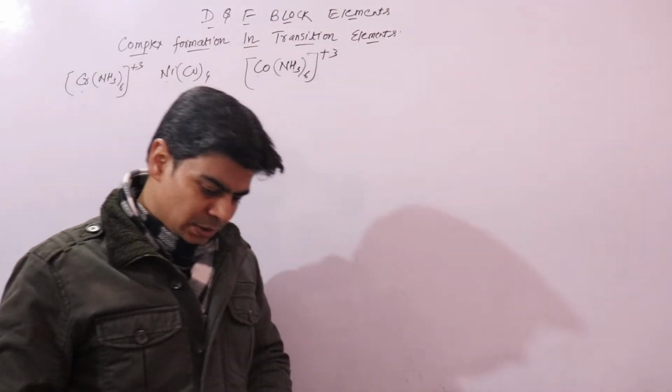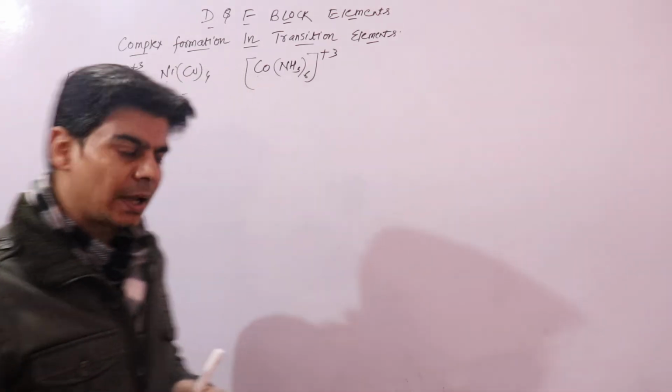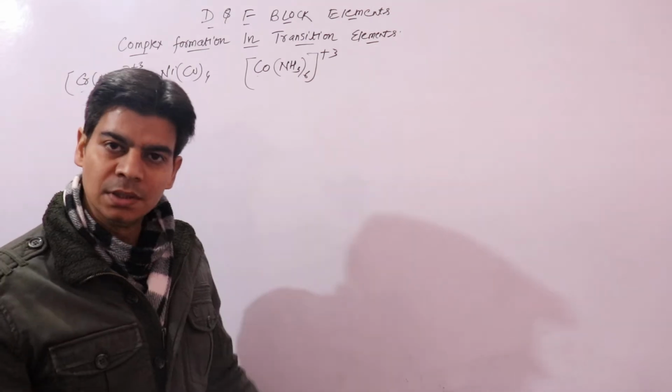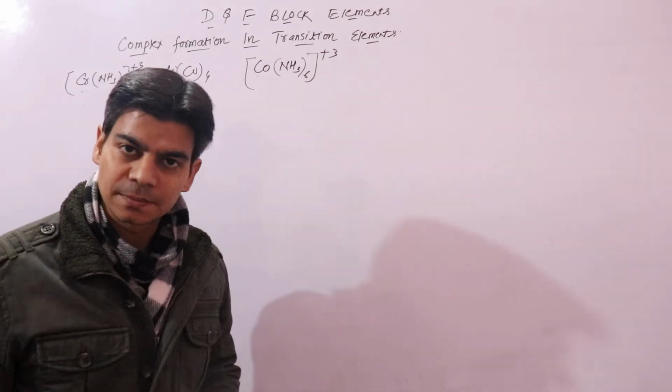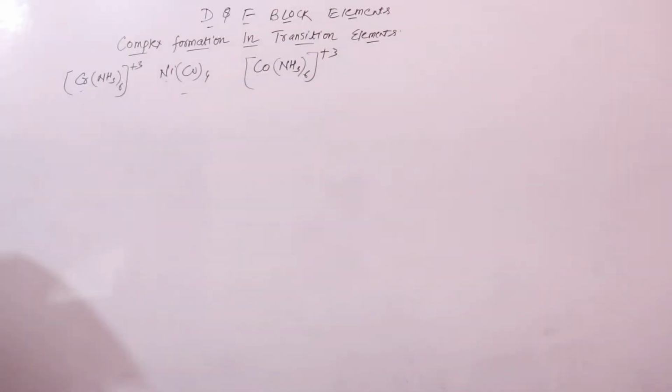So transition elements show a very high tendency, transition metal ions show a very high tendency to get attached to some neutral molecules or ions, right? Some neutral molecules like water, ammonia, and ions like chloride and fluoride, right? So these transition metal ions have a greater tendency to form complex ions with certain molecules or ions.